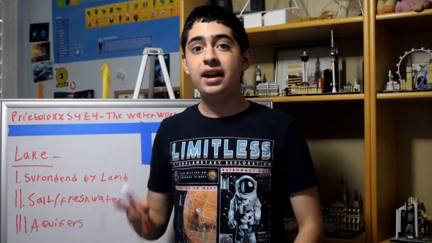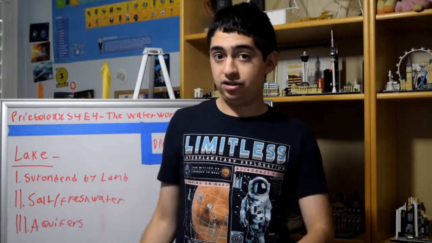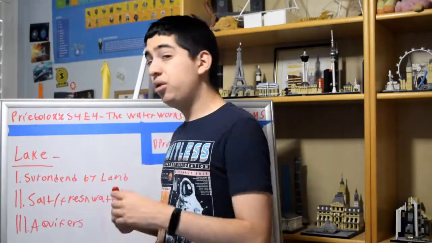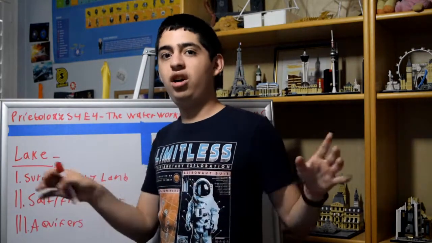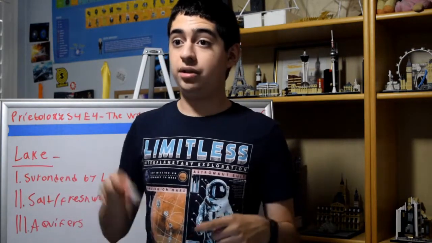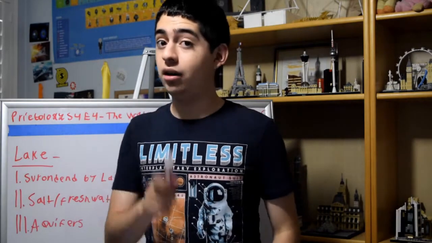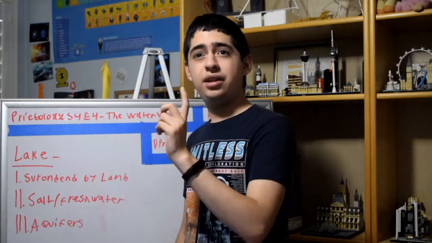Some animals can't survive in freshwater lakes, and some animals can't survive in saltwater. Usually lakes are very calm. Not many storms on them. The stormy ones are the oceans, and we'll talk about why oceans are stormy in the next episode.